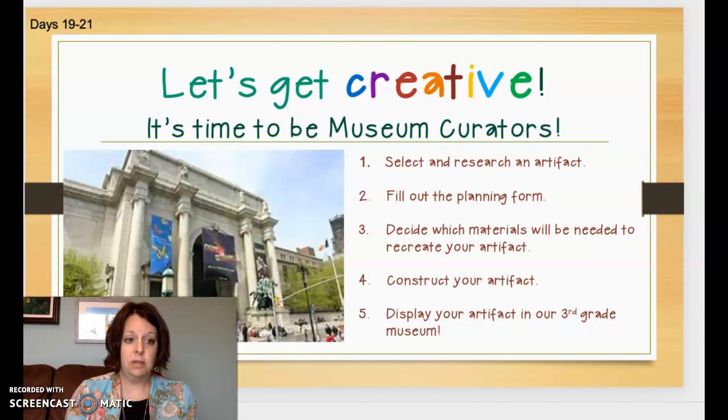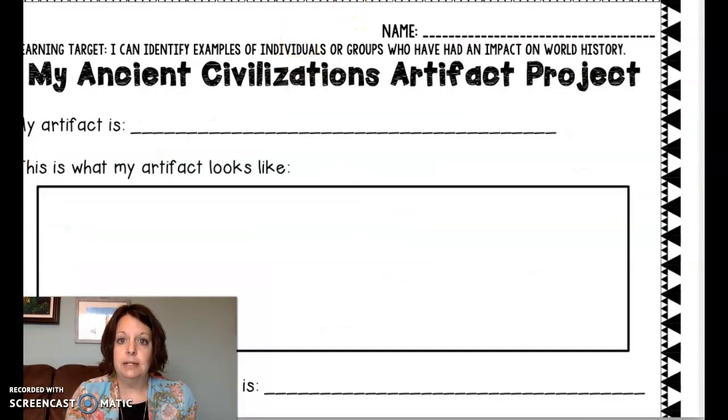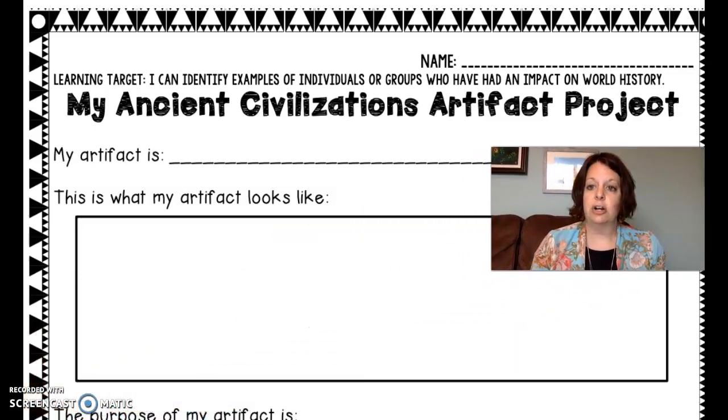Okay, so here's what the forms look like, and I know you can't read them, so I will get to them in just a second. You're going to fill this out after you decide what your artifact is going to be. So let me bring them up here, and then I might need to readjust just a little bit. Here we go. And it says My Ancient Civilizations Artifact Project.